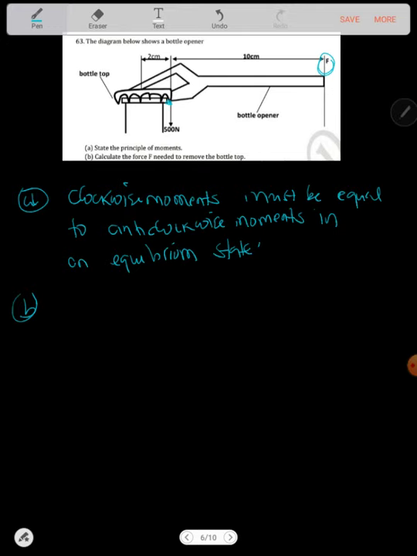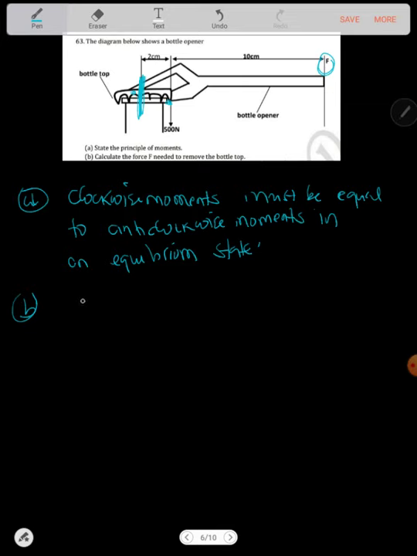so what are we saying? Now where is the turning point whenever you're opening a bolt opener? Is it here or here? Let's say the turning effect is here, that means just here, that's where our pivot will be. So if this is our turning effect, that's where the pivot is. So we need to get the distance of this force from the pivot and this one from the pivot.